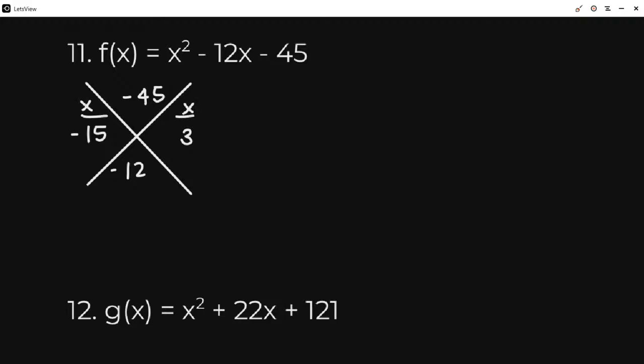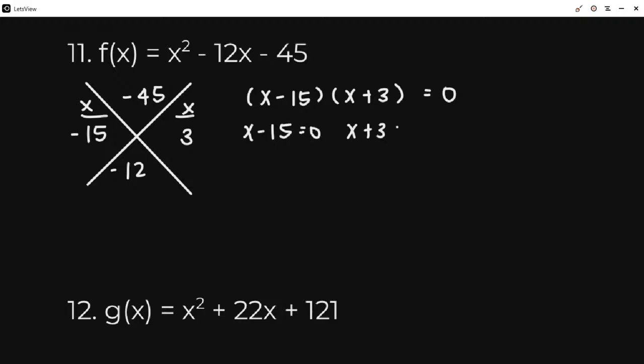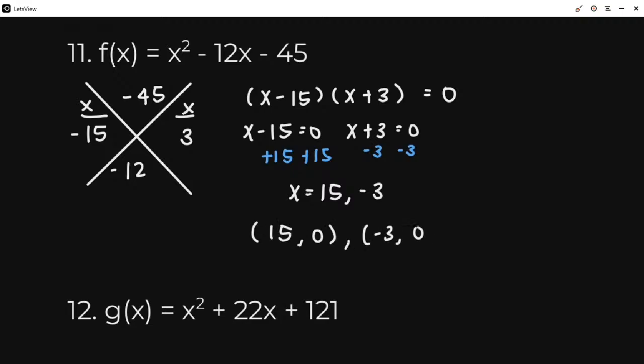And we're going to write x on top. So in intercept form, this would be x minus 15 times x plus 3. But to solve or to find the zeros, we have to set it equal to 0. So that would be x minus 15 equals 0 and x plus 3 equals 0. So then we're going to add 15 and we get x equals 15. And for the other side, we're going to subtract 3, so we get negative 3. So the zeros would be 15 and negative 3. And if you want to write this as a point, it would be 15, 0 or negative 3, 0.